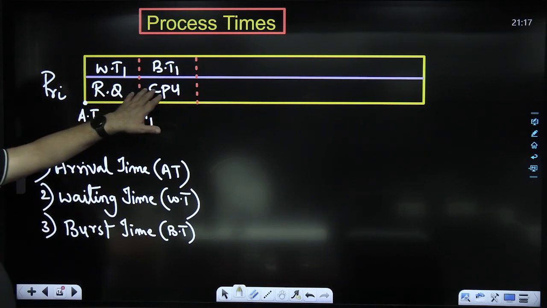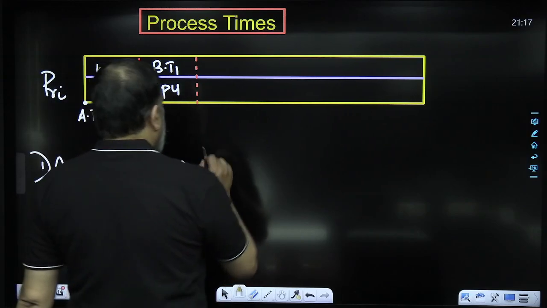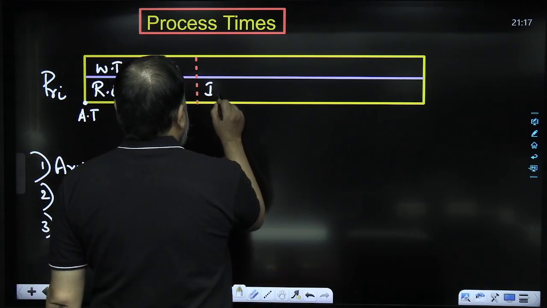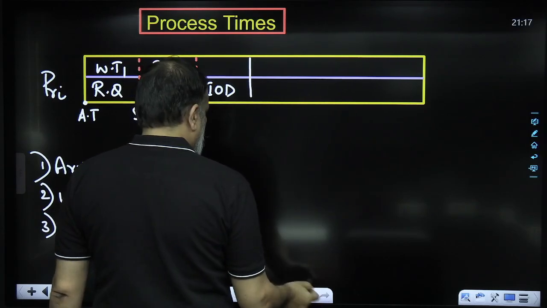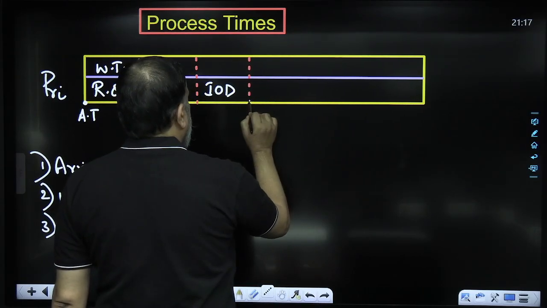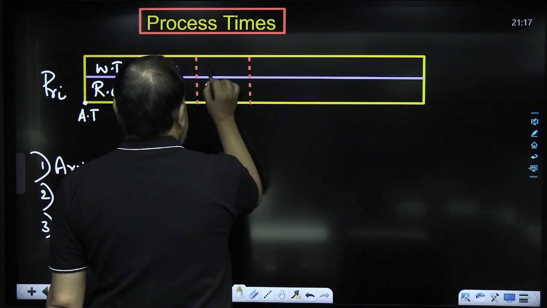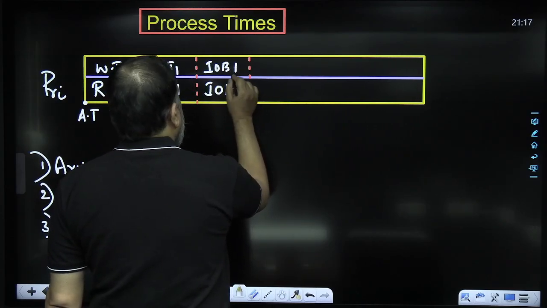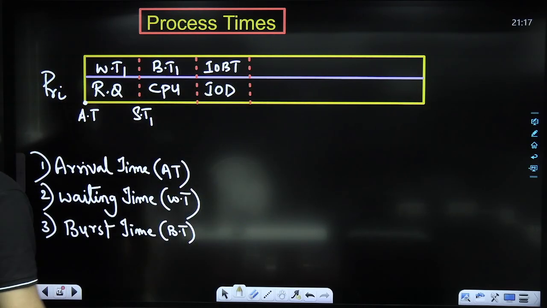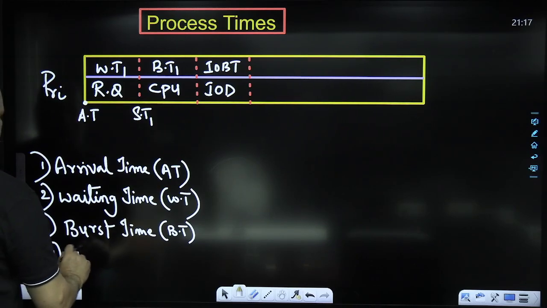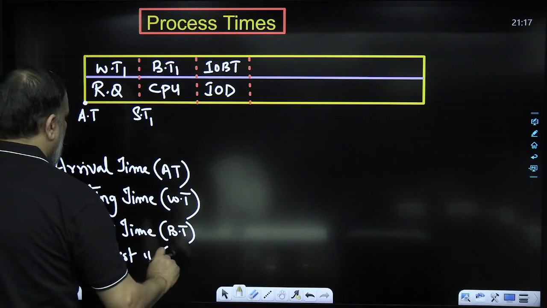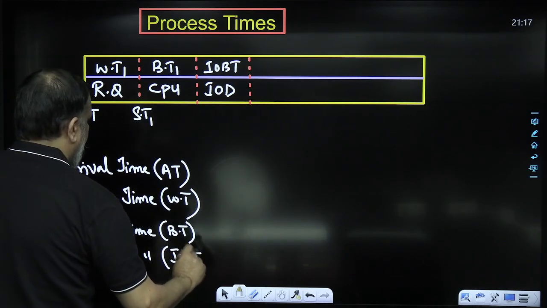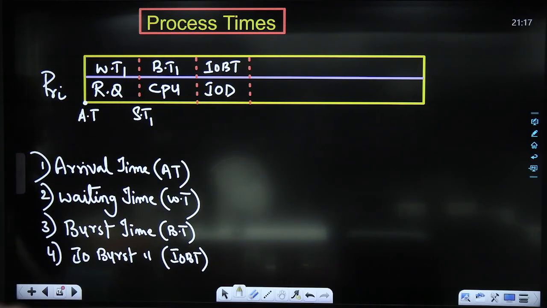After running on CPU for some time, perhaps the process may need to go for an IO operation, an IO device. So the amount of time for which the process spent performing IO operation is what is termed as IOBT. I can have multiple IO burst times, but however, let us write it as one here. Input, output, burst time, IOBT. Okay, CPU burst, BT, IO burst, IOBT.